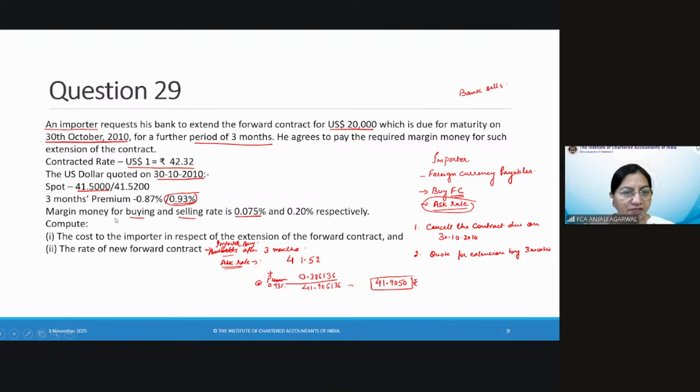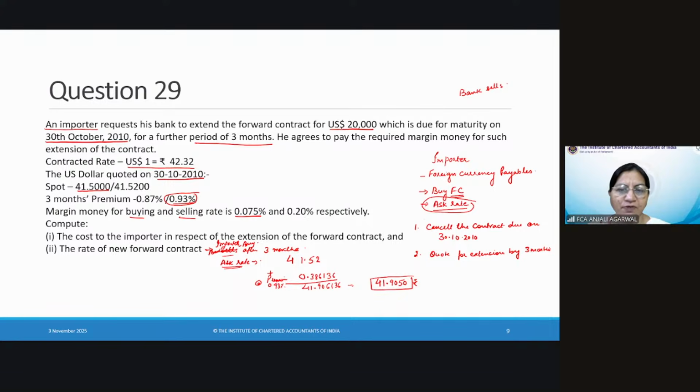But if it is margin money which the bank is charging, it will be deducted from the bid and added to the ask. So when bank will ask money for the foreign currency, it will ask the ask price plus the margin. And while making the payment, when the customer is selling that currency, bank will pay the bid price less the margin. Same margin can be applicable for both bid and ask. Sometimes it can be different also, like in this question. There are different margin money for buying and selling rates.